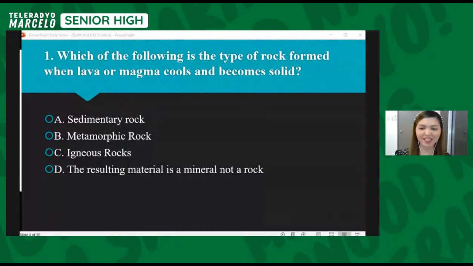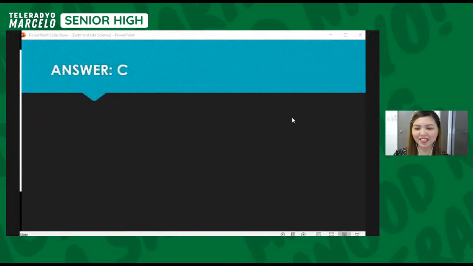Okay, let's see your answers. Hello, ABM 11, ABM. Hello, guys. All right, so let's see the answer. So the correct answer is letter C. Good job, guys. Okay, so let's have the second question.